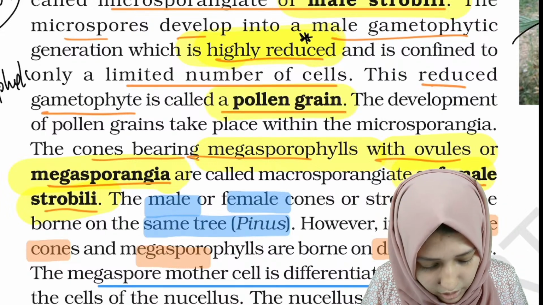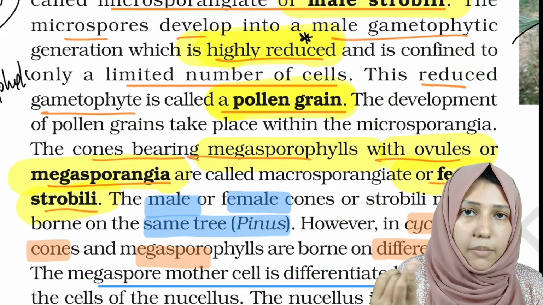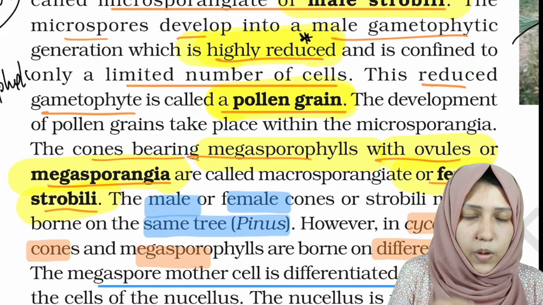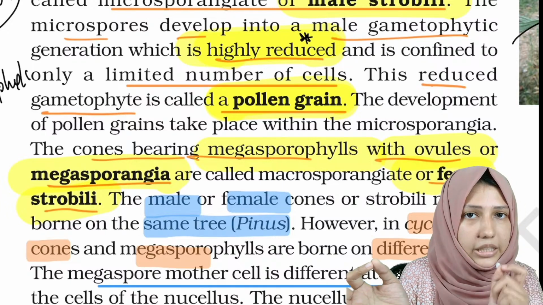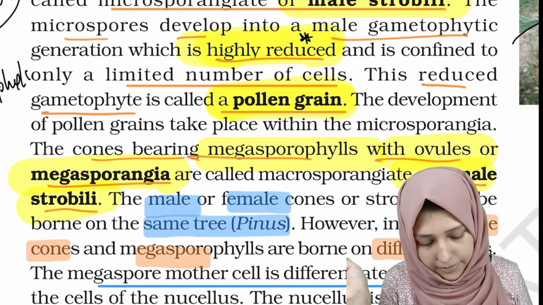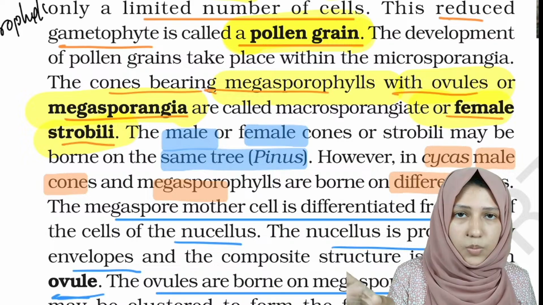So the male gametophyte: this is a question. What is the name of the male gametophyte of Gymnosperm? It is the pollen grain. It is highly reduced. Clear? Now the development of pollen grains takes place within the microsporangia.